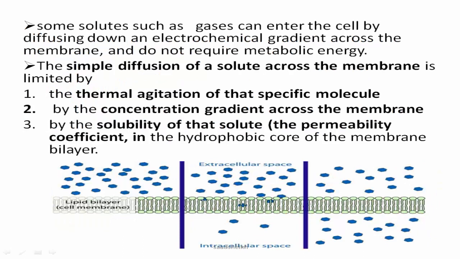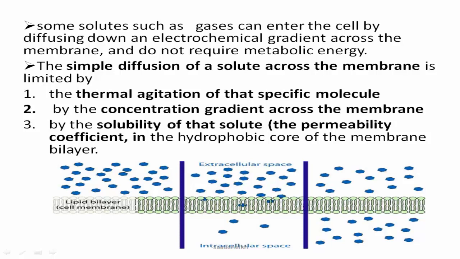Some solutes such as gases can enter the cell by diffusing down an electrochemical gradient across the membrane, and do not require metabolic energy. The simple diffusion of a solute across the membrane is limited by the thermal agitation of that specific molecule, by the concentration gradient across the membrane, by the solubility of that solute, the permeability coefficient, in the hydrophobic core of the membrane bilayer.